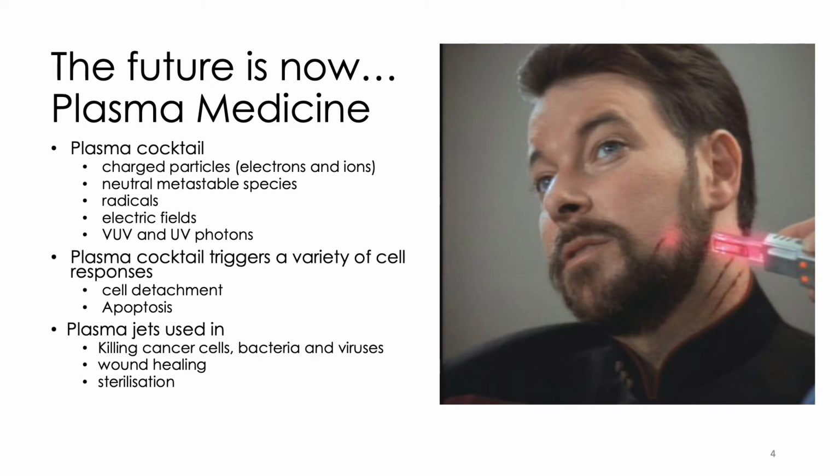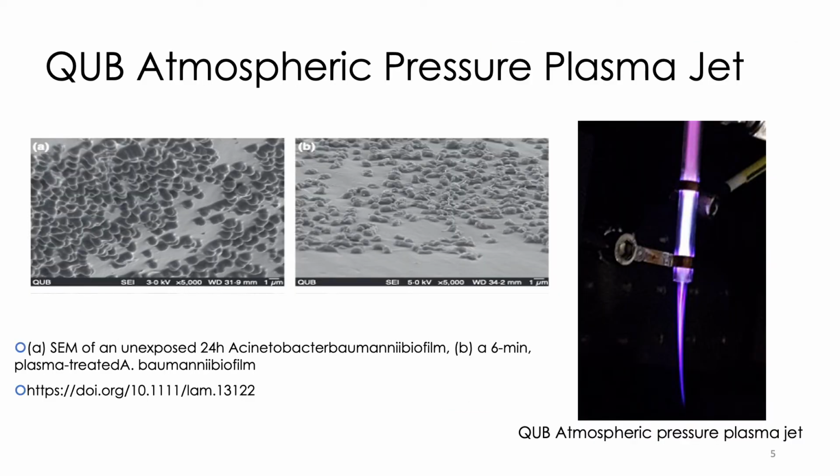They do this by producing charged particles, electrons and ions, neutral metastable species, radicals, electric fields and ultraviolet photons. The plasma cocktail not only triggers a variety of cell responses, cell detachment and apoptosis, but also does so at a temperature that does not damage skin and tissue. In fact, our plasma jet setup at Queen's has been shown to be very effective in bacteria inactivation.